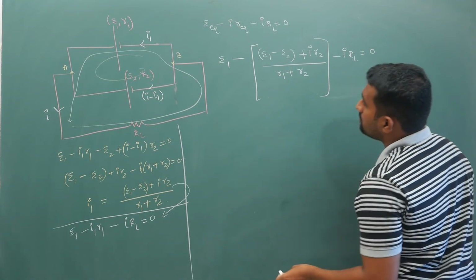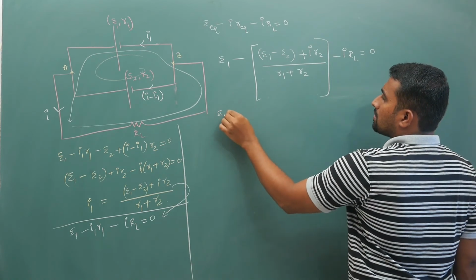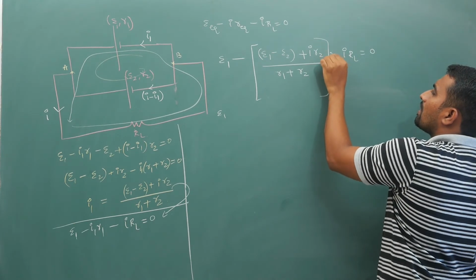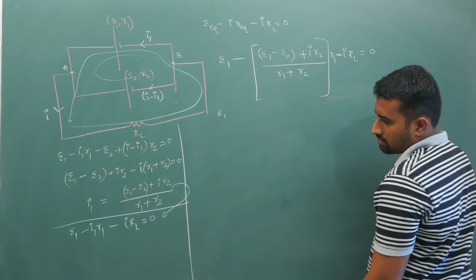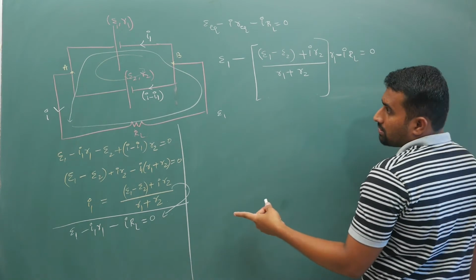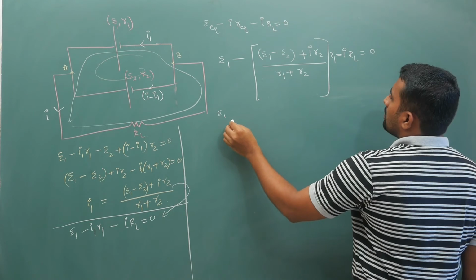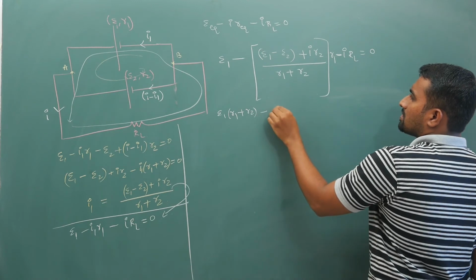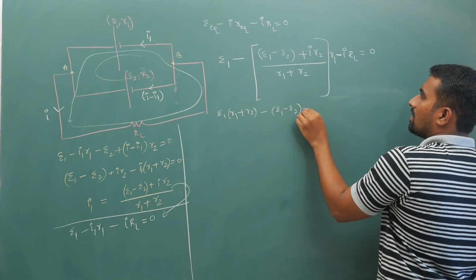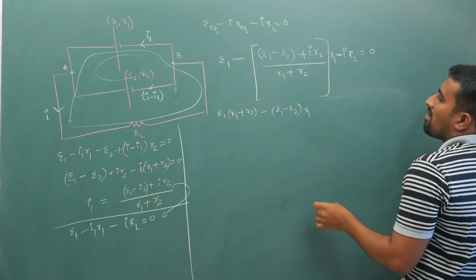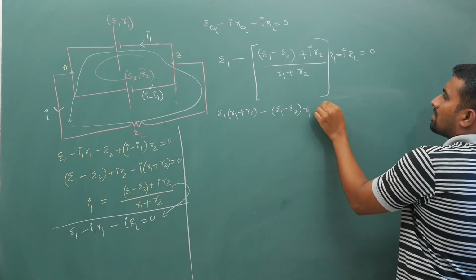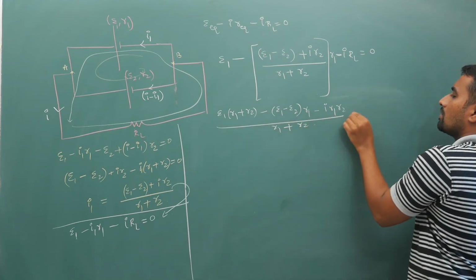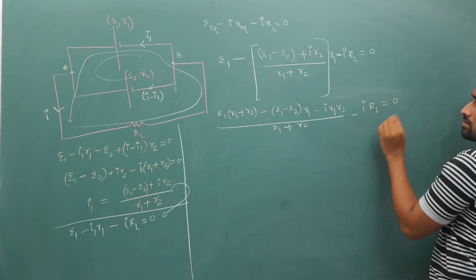Okay, so now rearranging the terms, sorry, this is I1 into, you have R1 with a minus sign. So R1 is also there from that equation. So E1 times (R1 plus R2) minus (E1 minus E2) times R1 minus I R1 R2, whole divided by (R1 plus R2), minus I times R load is equal to 0.